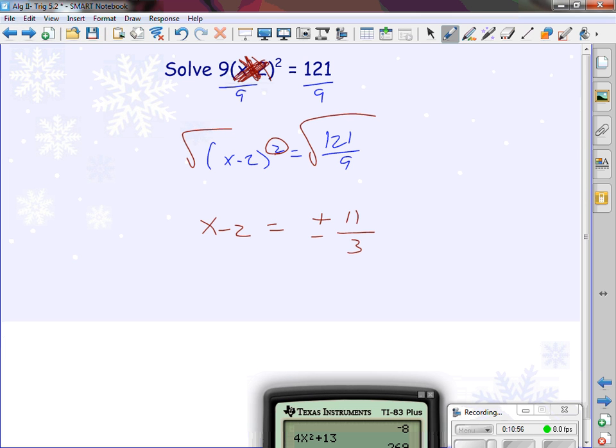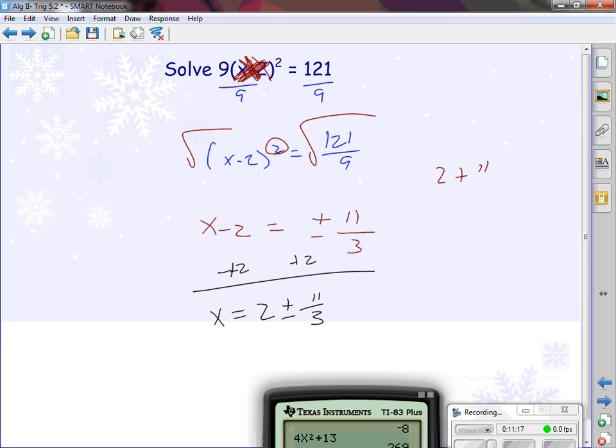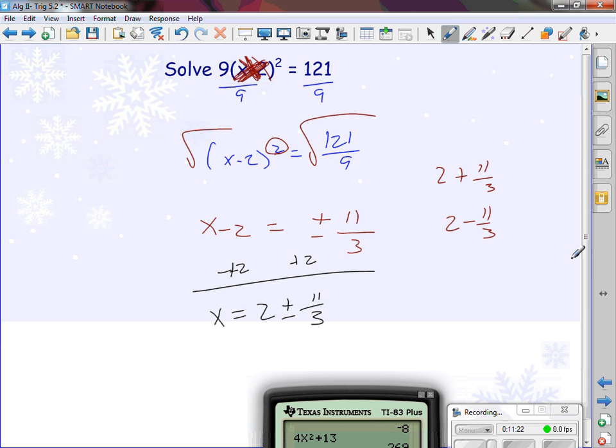What do I need to do here to solve? Add 2. So if I add 2, x equals 2 plus or minus 11 thirds. Notice that I didn't put the 2 in with that, because I really have two separate problems here. I have 2 plus 11 thirds, I have 2 minus 11 thirds. I have two separate answers, but I just write plus or minus. That saves me from having to write it twice.